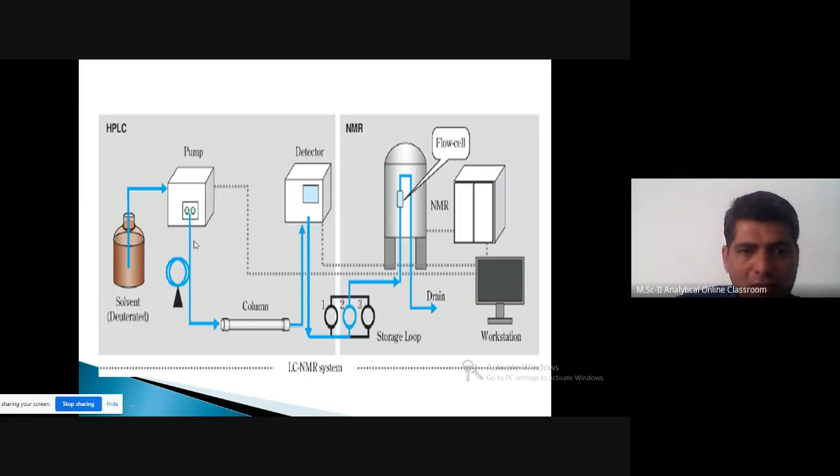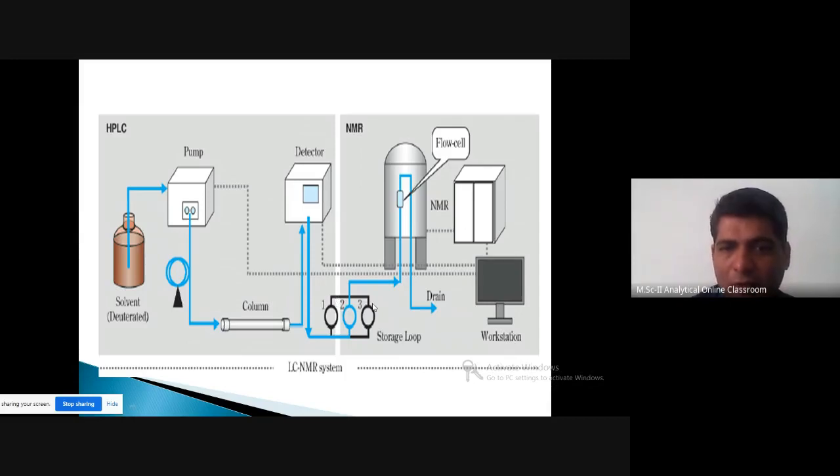Then the sample will pass through this part and then here is the column where separation will take place and that sample will be detected by the detector. And then next, the same sample will pass through the interface. Okay, so this is the interface used for the LC and NMR.